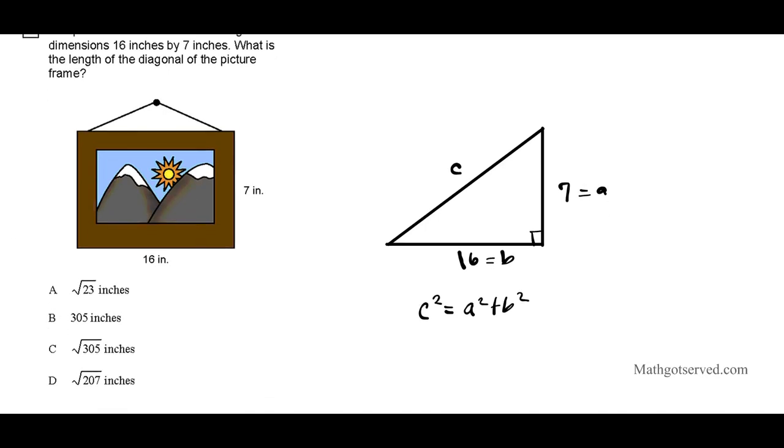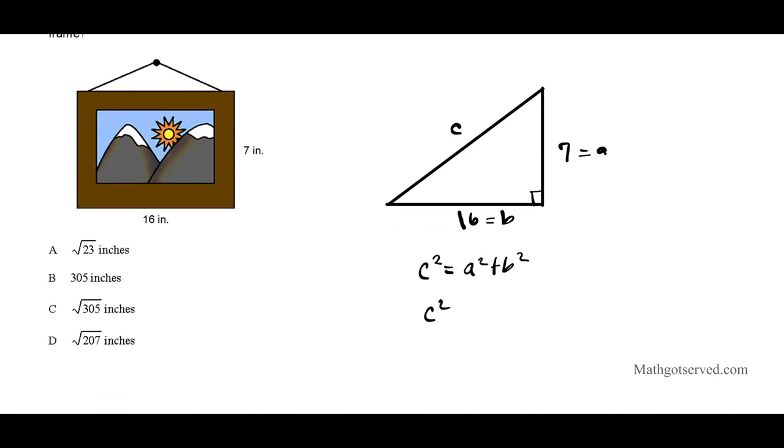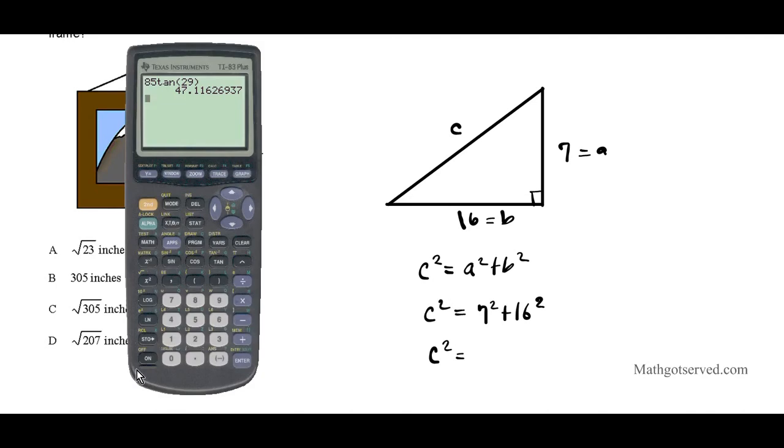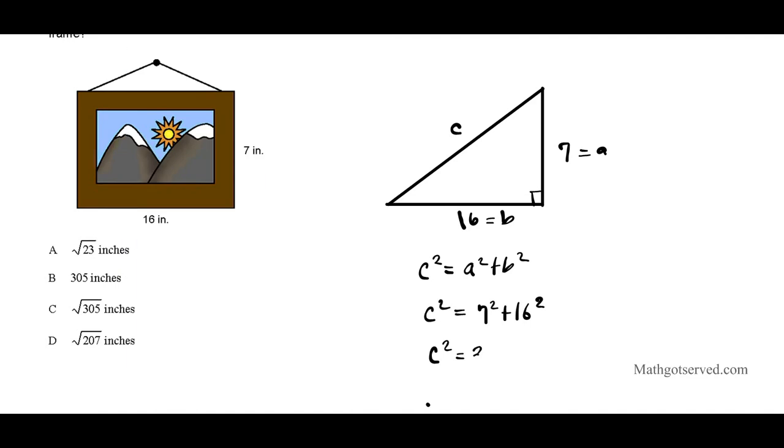And then we're going to have C squared equals 7 squared plus 16 squared. All right, let's plug that into our calculator and see what we get. Okay, so we have 7 squared plus 16 squared, which is 305. So C squared is 305. Let's write that down. C squared is 305.